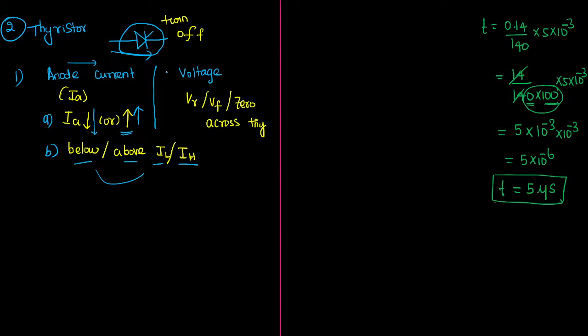Next, in order to turn off the SCR, they are talking about the voltage. The voltage across the SCR is equal to reverse voltage, that is reverse bias voltage, or forward voltage, or it should be zero.